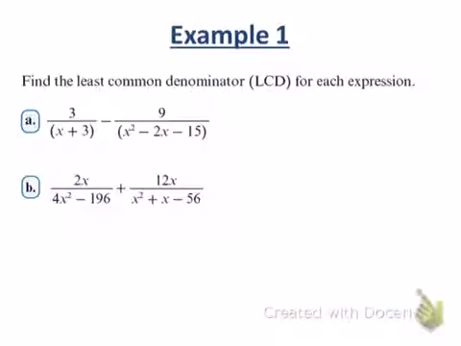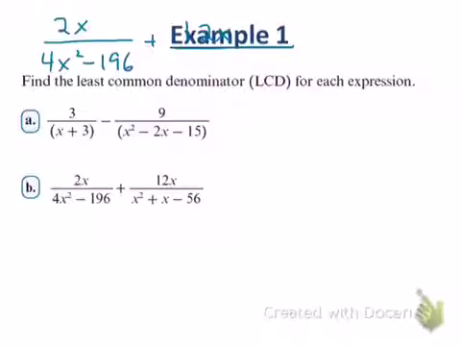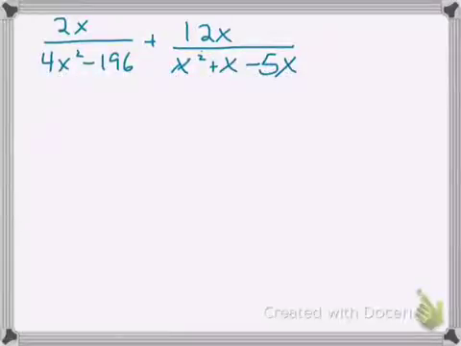2x over 4x squared minus 196 plus 12x over x squared plus x minus 56. I'm going to rewrite this so I can have room. I just couldn't really see there.